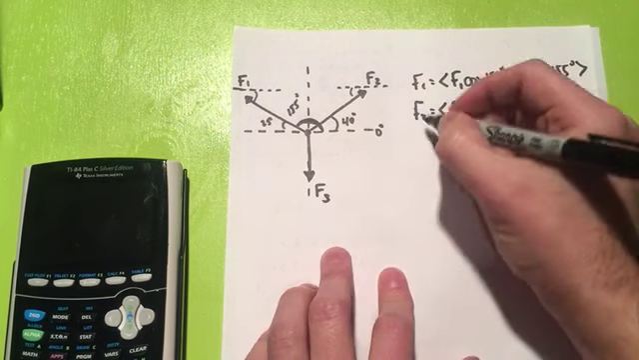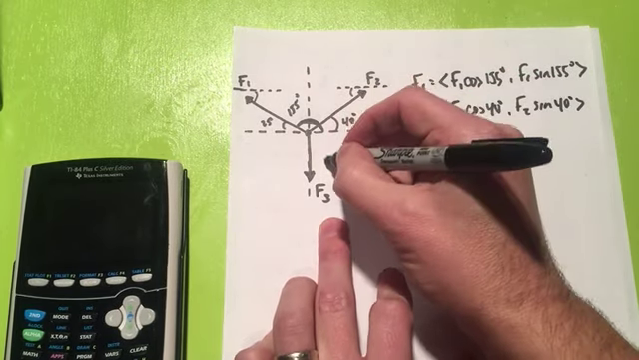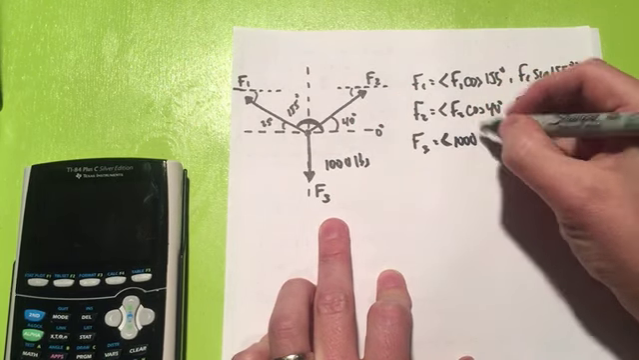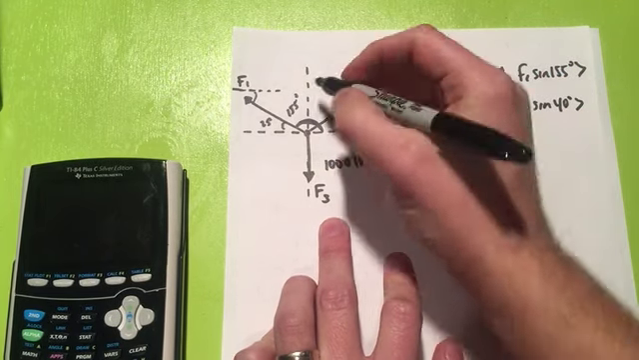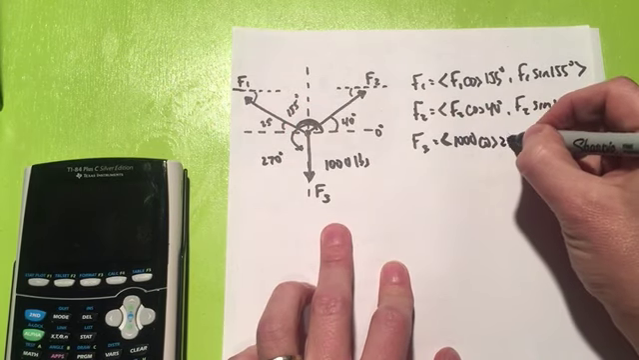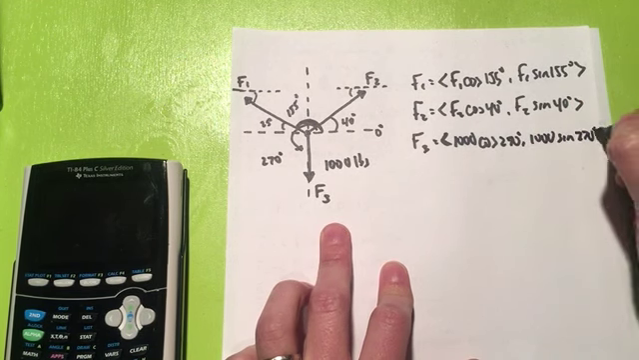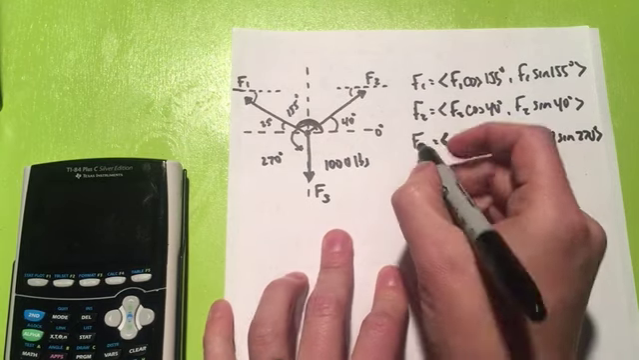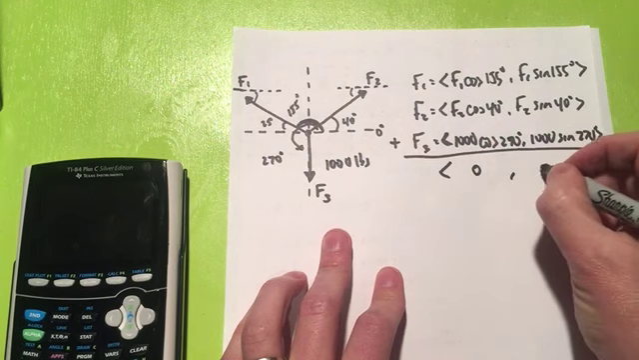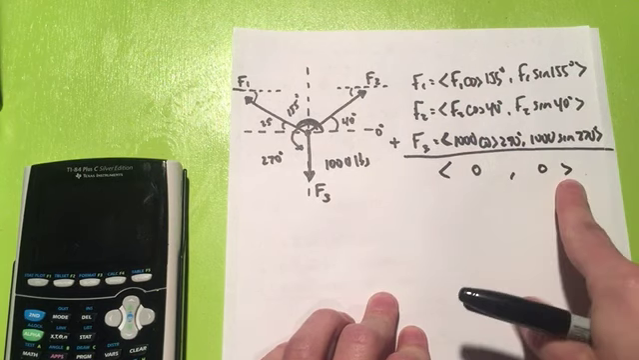Now lastly, F3, we know the magnitude of F3. It is 1,000 pounds straight down. So my magnitude is 1,000. And algebraically, the angle straight down is 270 degrees. So I've got 1,000 cosine 270, 1,000 sine 270. Now here's where the static equilibrium problem comes in. If we add these 3 vectors, everything is balanced. We get 0, 0. Now adding vectors, we add the horizontal components, we add the vertical components.